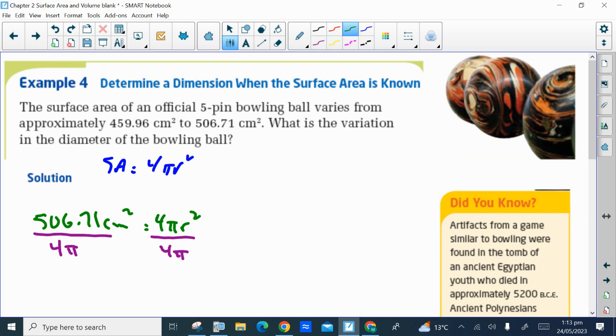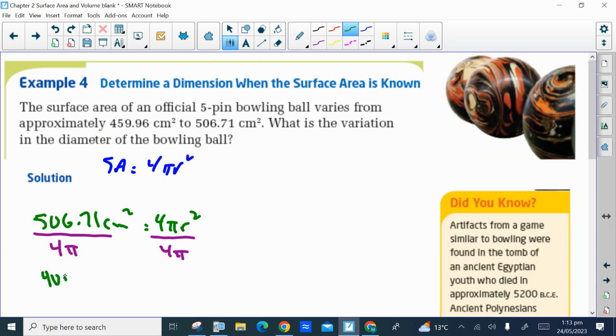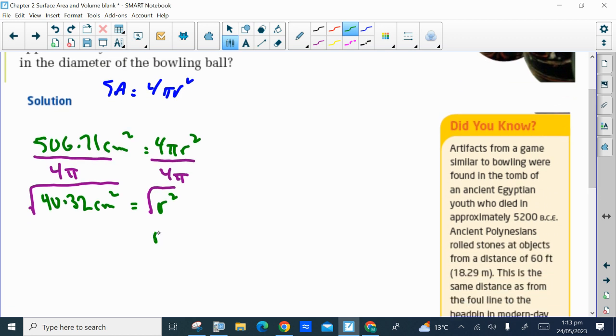And so like we talked about earlier, we need to use brackets. 506.71 divided by, in brackets, 4 pi. This is what r squared equals, 40.32 approximately. We're still in centimeters squared right now. This is what r squared is. To find r, then we take the square root of both sides. So not only are we taking the square root of the 40.32, but we're also taking the square root of r squared and centimeters squared.